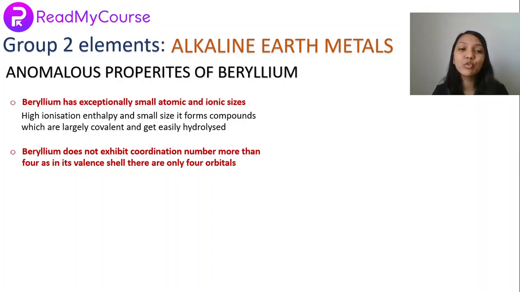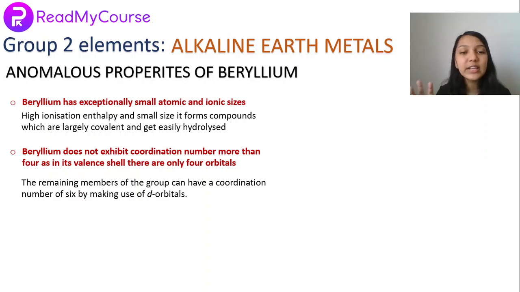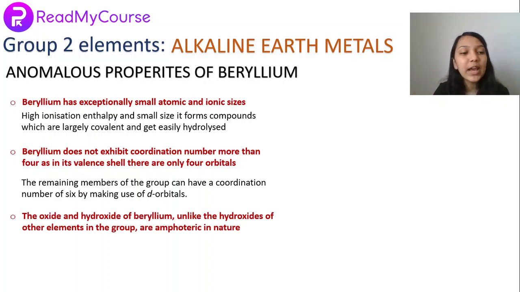And beryllium does not exhibit a coordination number of more than 4, as in its valence shell there are only 4 orbitals, while other alkaline earth metals can have coordination number 6 by making use of the d orbitals. So the maximum coordination number beryllium can show is 4. And the oxides and hydroxides of beryllium are amphoteric in nature, while the oxides and hydroxides of the other alkaline earth metals are all basic, right? Except for beryllium, which is amphoteric, that is, it reacts with acids and alkali as well.